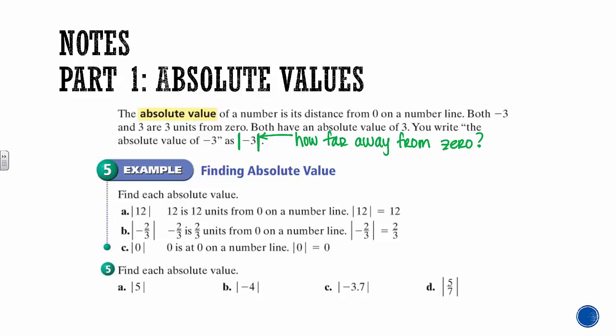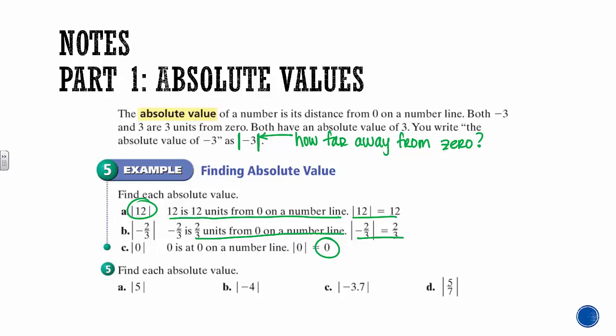So some problems that we had done before. If you see this, you should be asking yourself, 12 is how many units away from 0 on the number line? Well, it's 12 spaces, so the absolute value of 12 is 12. Absolute value of -2/3. -2/3 is 2/3 from 0 on a number line, so that's why it's positive. And then the absolute value of 0 is kind of a weird one. Since 0 is at 0, it's 0 spaces away. That's your answer. So for all of these questions down here, your answer should be that many spaces.